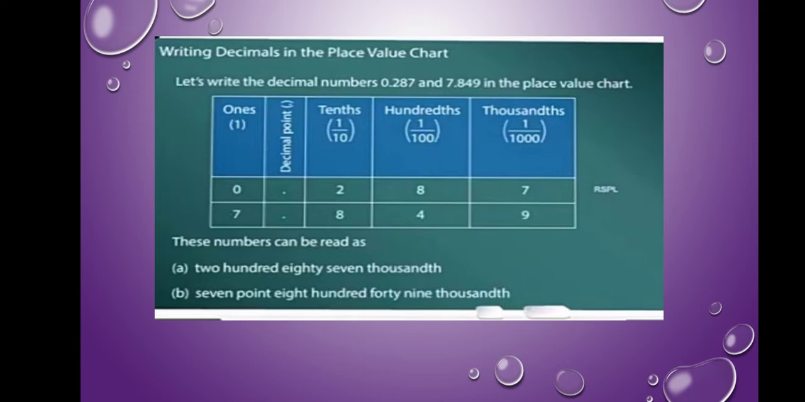And here, the place value, we know that after the decimal point we cannot say ones, tens, hundreds. Before the decimal point it is ones, tens, hundreds, thousands, etc. But after the decimal point it is 1 by 10, that is the tenths place value. Then comes hundredths, then thousandths: 1 by 10, 1 by 100, 1 by 1000.